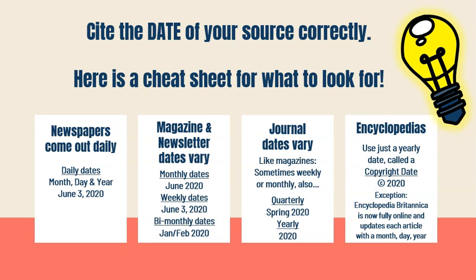One notable exception to this is Encyclopedia Britannica, which you will find in the school's library databases listed under Britannica Academic. Encyclopedia Britannica for many years was a hardcover encyclopedia you could find in the library. But in the age of the internet, they've given up publishing hardcover books. So now all of their information is fully online, and they update every single article with a month, day, and a year for that information. So for this Encyclopedia Britannica, you wouldn't say copyright and then a year. You'd say Encyclopedia Britannica, and for example, June 3rd, 2020.